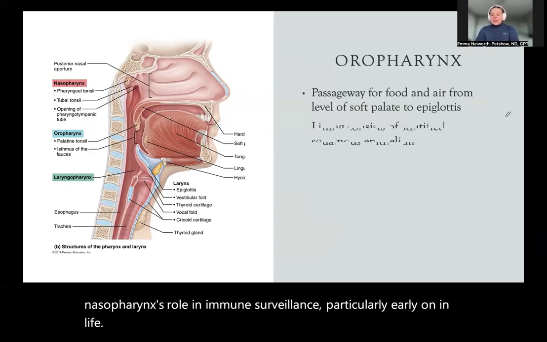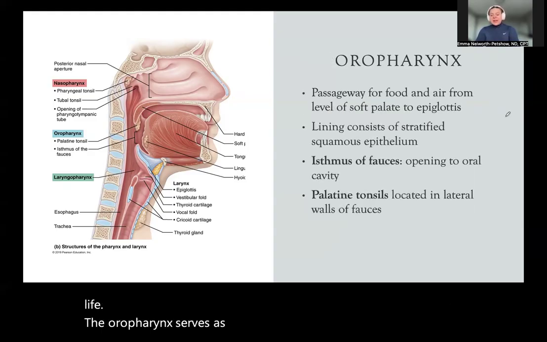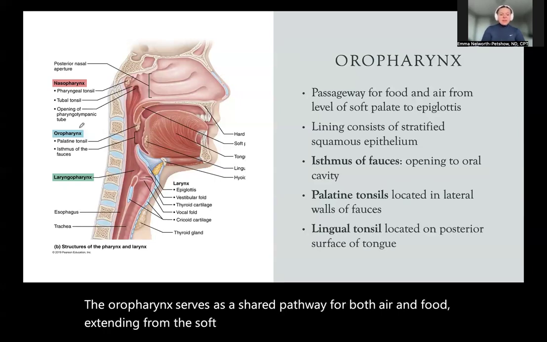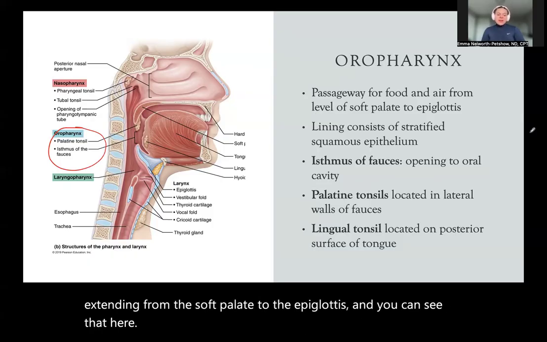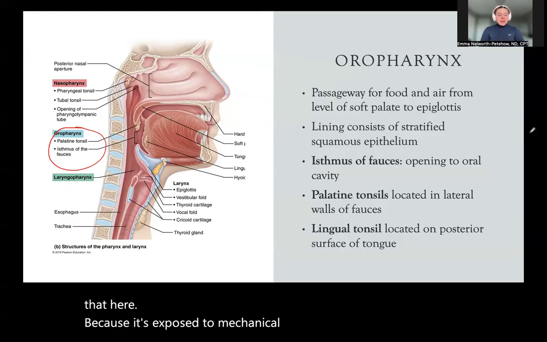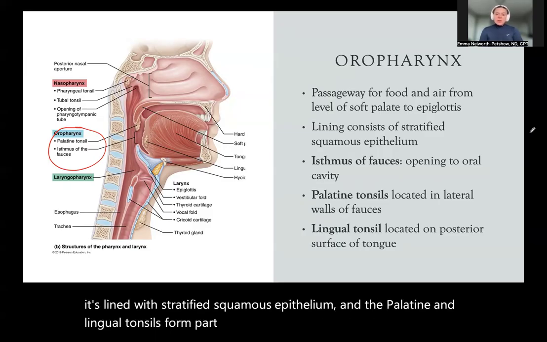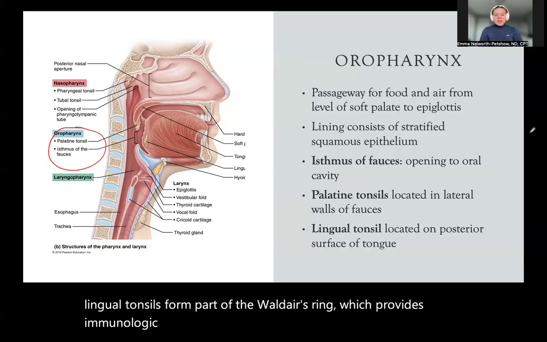The oropharynx serves as a shared pathway for both air and food, extending from the soft palate to the epiglottis, and you can see that here. Because it's exposed to mechanical stress from swallowed material, it's lined with stratified squamous epithelium, and the palatine and lingual tonsils form part of the Waldeyer's ring, which provides immunologic defense against inhaled and ingested pathogens.